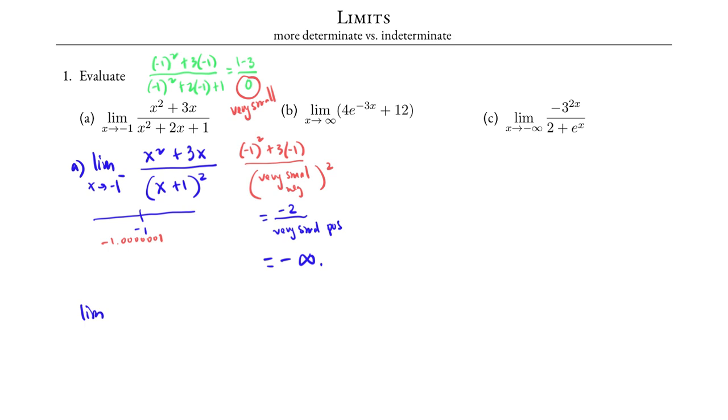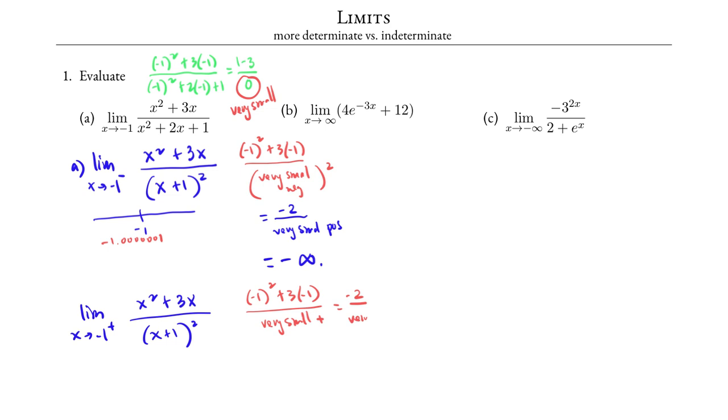On the right-hand side, the limit as x goes to -1 from the right of x squared plus 3x over (x plus 1) squared. A similar argument gives us (-1) squared plus 3 times -1 over, we see that the denominator is a very small positive number being squared. This is still -2 over a very small positive number, and so we would end up with negative infinity.